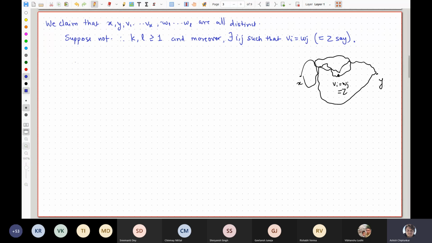Therefore P1 is essentially the path x, v1, v2 up to vi minus 1, z, vi plus 1 through vk, y, and then P2 is equal to x, w1, w2, up to wj minus 1, z, wj plus 1, through wl, y. Right, so now consider the paths.